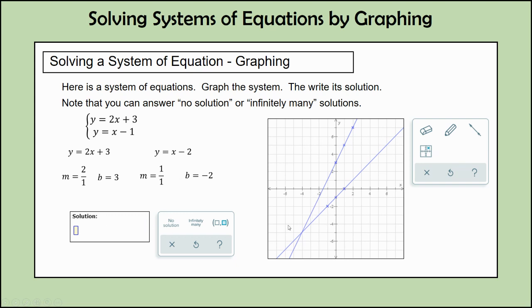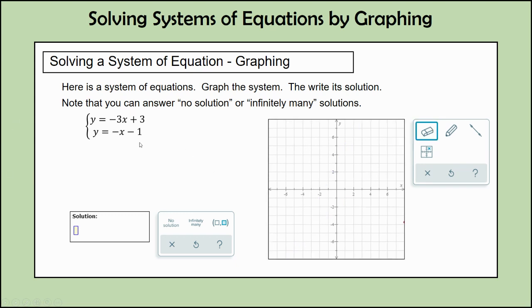I can clearly see that these two are going to intersect, and they're going to intersect at the point negative 4, negative 5. All right. Don't you make those mistakes. I did. All right. Let's do another one.